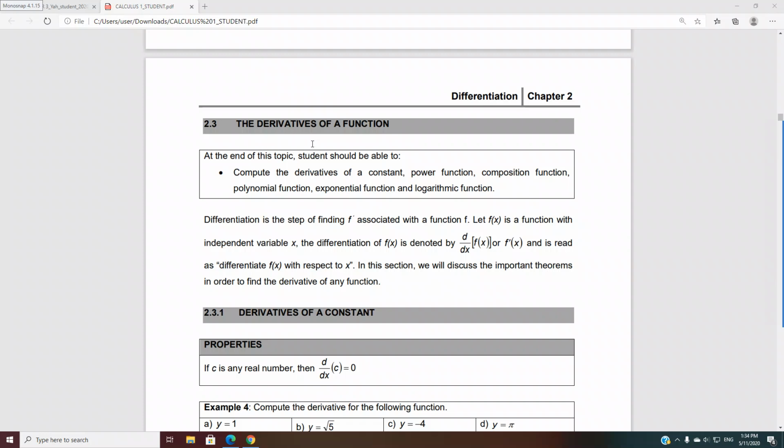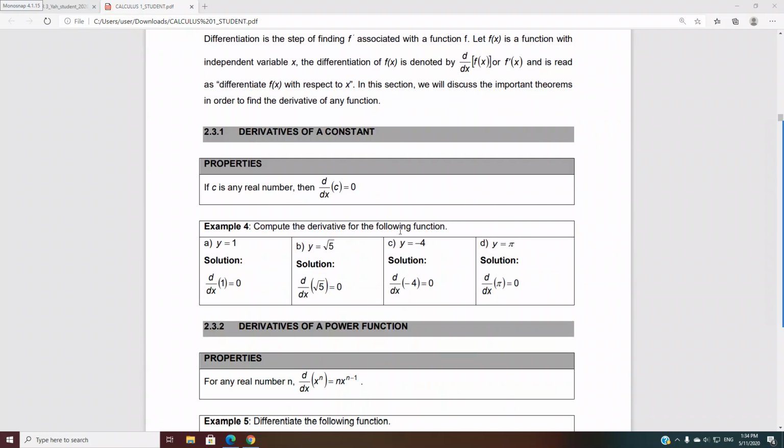The derivative of a function. Okay, at the end of this topic, students should be able to compute the derivative of constant, power function, composition function, polynomial function, exponential function, and logarithmic function. Okay, so derivative of constant.